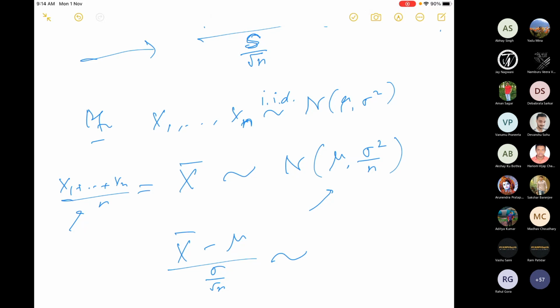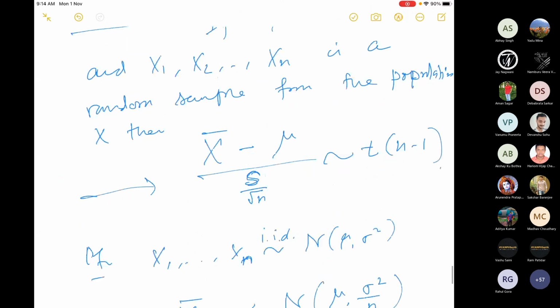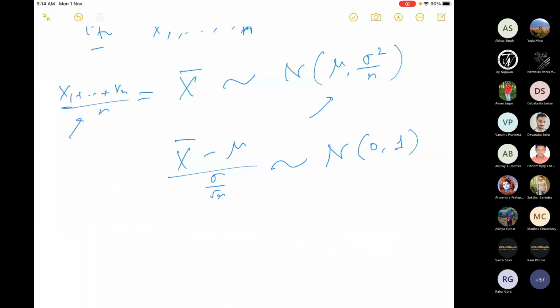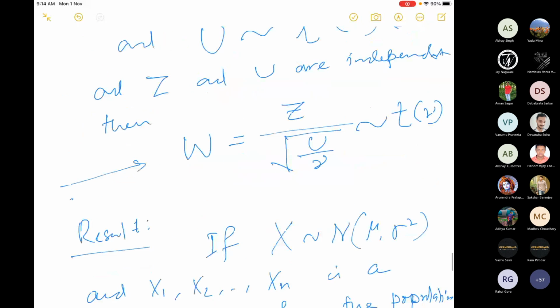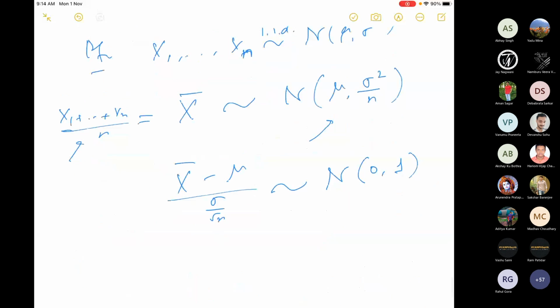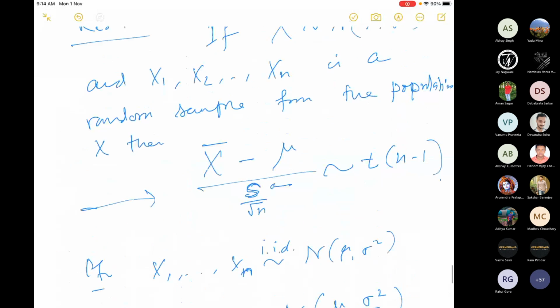Standard normal. Standard normal, yeah. See, almost we are reaching here, except the fact that it is S. Now, if something is standard normal, we know the square of it. If you have a standard normal and you take the square of it, what is it? Chi square with 1 degree of freedom.